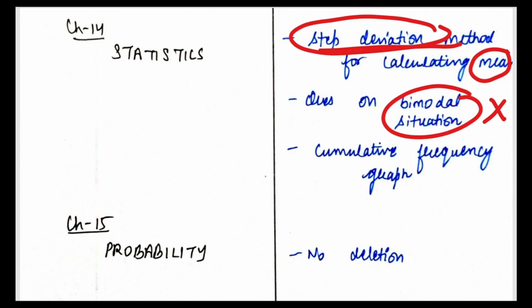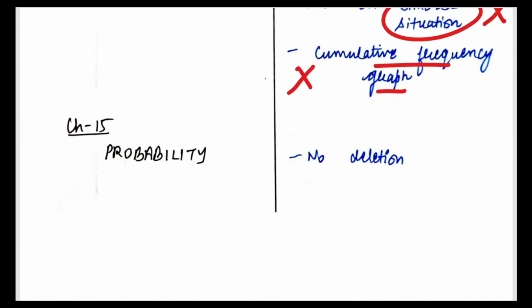You don't have to do the cumulative frequency graph. जो लास्ट एक्सरसाइज में हम ग्राफ्स प्लॉट करते थे, you don't have to do these questions now. In the last chapter, chapter 15, there is no deletion. You have to do the complete chapter, probability.